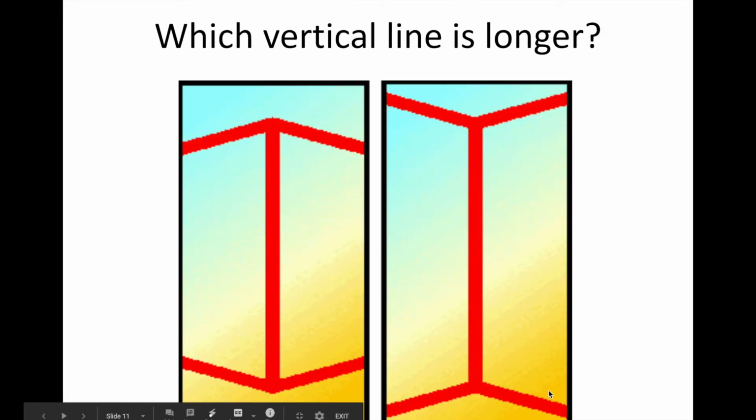Slide number 11, which vertical line is longer? Vertical means this way, up and down. These are sort of horizontal. Horizontal would really need to be straight, but these are the vertical ones. This one here and this one here. So is it the one on the left or is it the one on the right?